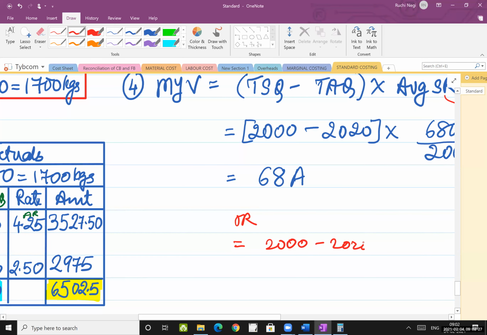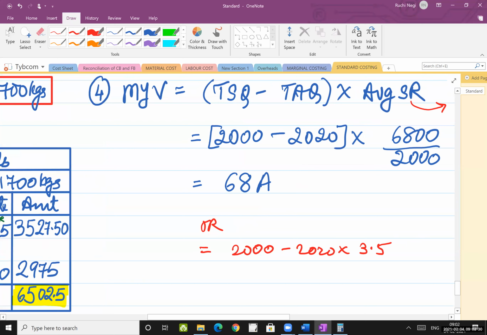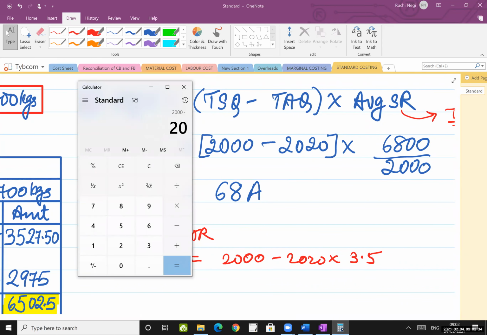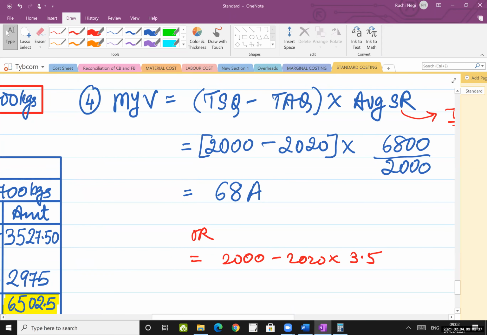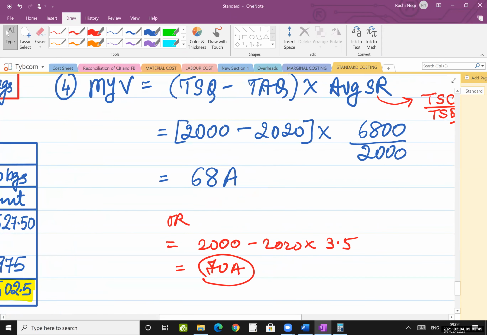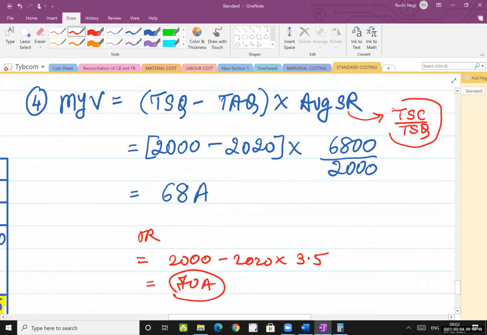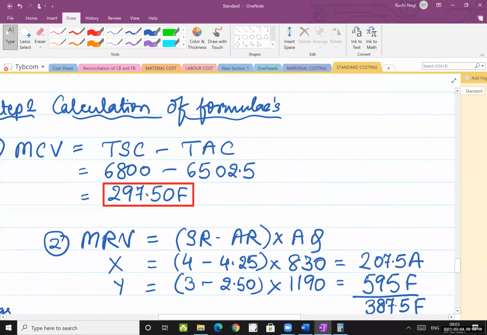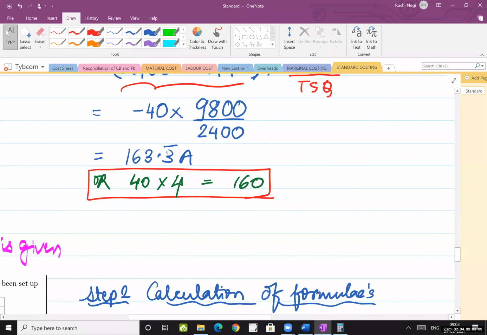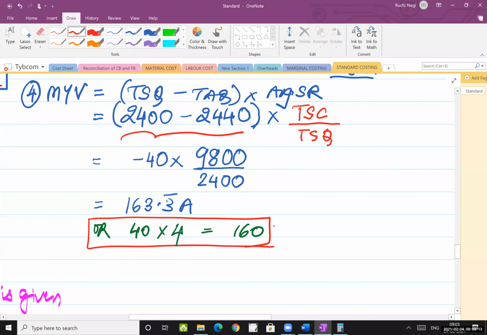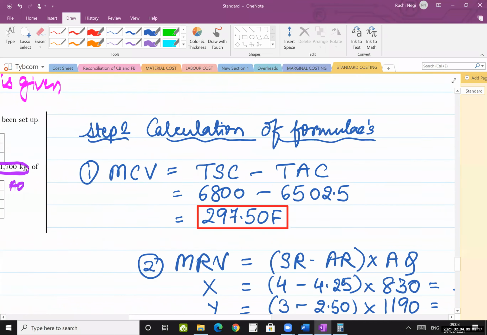2000 minus 2020 into 3.5. Okay, you can do it this way also. 2000 minus 2020 into 3.5 is 70. There is a 2 rupee difference. Did you understand? The first formula which I taught you gives you the more accurate answer. This formula gives slightly less accuracy. I'm not saying this is wrong, but in terms of accuracy it will give a 1 or 2 rupee difference. Yesterday also I showed you a 3 rupee difference: 163 by the first way, and 160 the other way. Am I clear about this?